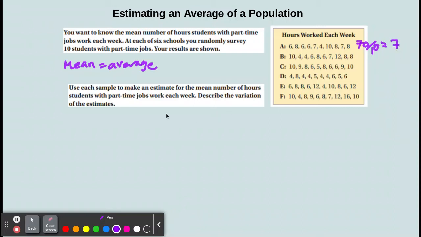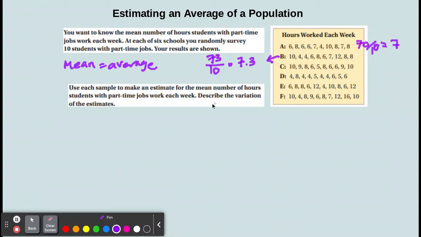Okay, and you could do the same thing for school B. You would find if you added up all these in school B, it would be 73. And if you divided it by the number of students you surveyed, which is 10, you would see that their average is 7.3. Okay, so you would do that for each of them, for A, B, C, D, E, and F.